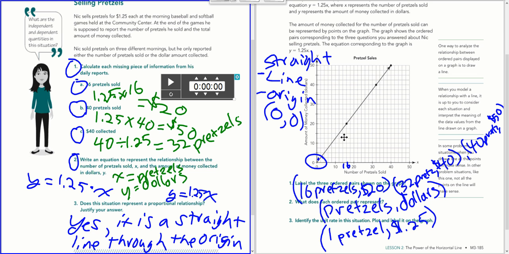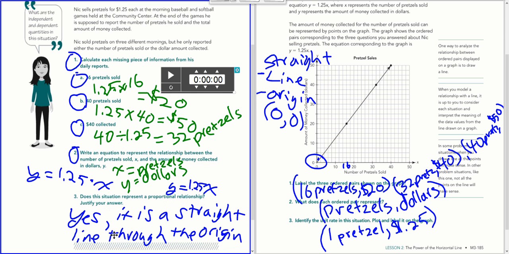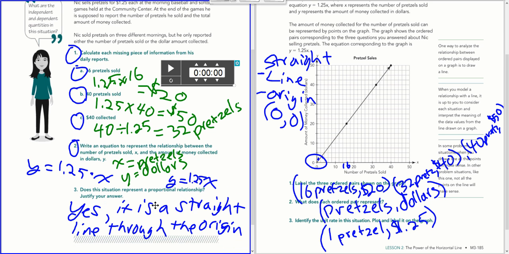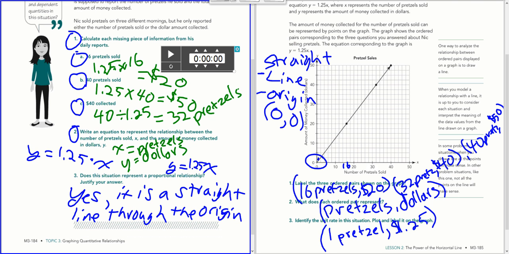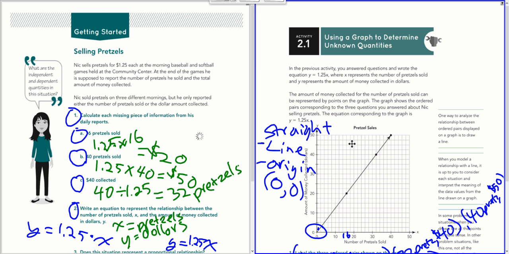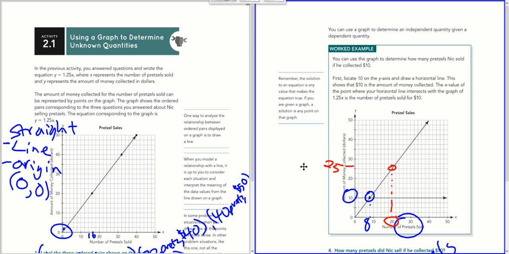The line is straight, and it goes to the origin. So yes, this is a proportional relationship because it is a straight line through the origin. If both of these are not true, it is not proportional. And that will come up later. Then it asks us some other questions about this graph.